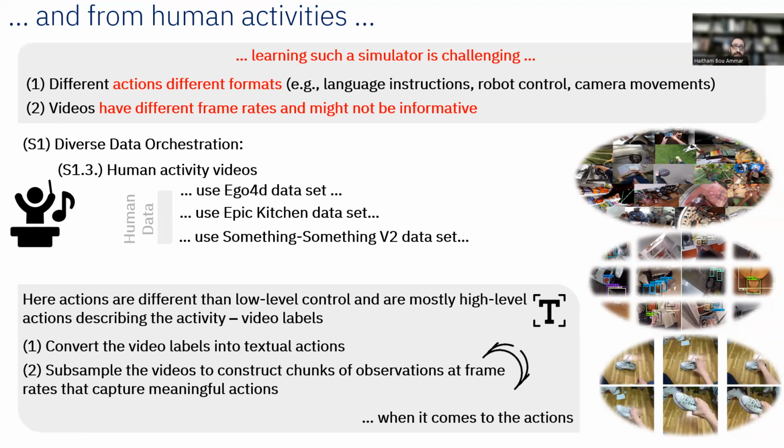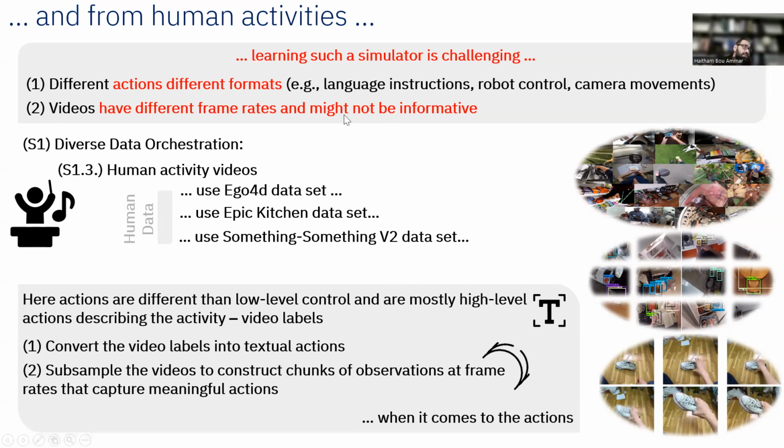Now here the actions in these data sets are different from low-level control and are mostly high-level action descriptions. So they are mostly like video labels, like, for example, a human is walking, right? Or a human is picking up a shoe or something like that. So first they are going to convert the video labels into textual actions. So now they're saying, okay, my action that is taken in this video is actually the label of the video itself, right? So this is the textual information that has been transformed into an action.